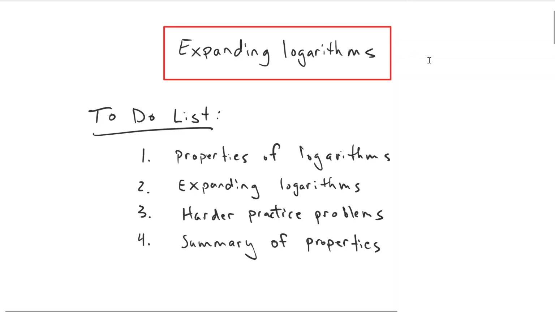Today we're going to talk about expanding logarithms. Our to-do list for today seems a little bit long, but it's going to go by pretty quickly. First, we'll talk about some properties of logarithms because we can't really know what we're going to do if we don't have some rules. And we'll do some simple examples of expanding logarithms. Then we'll go a little bit harder with our examples, and then we'll talk about a summary.